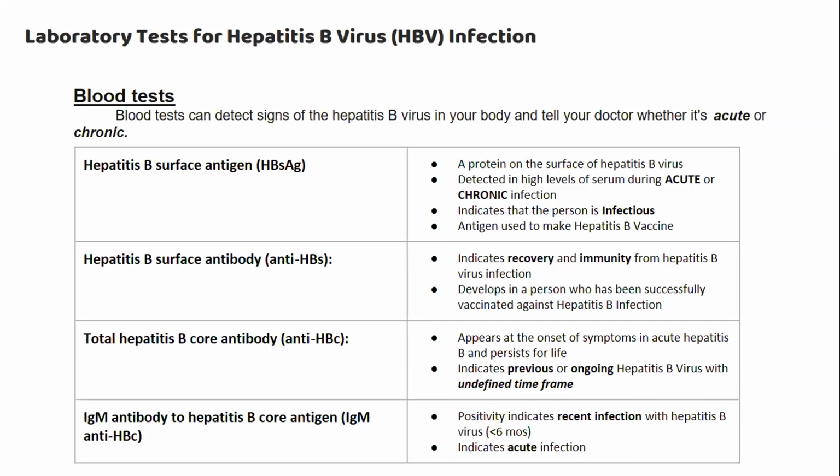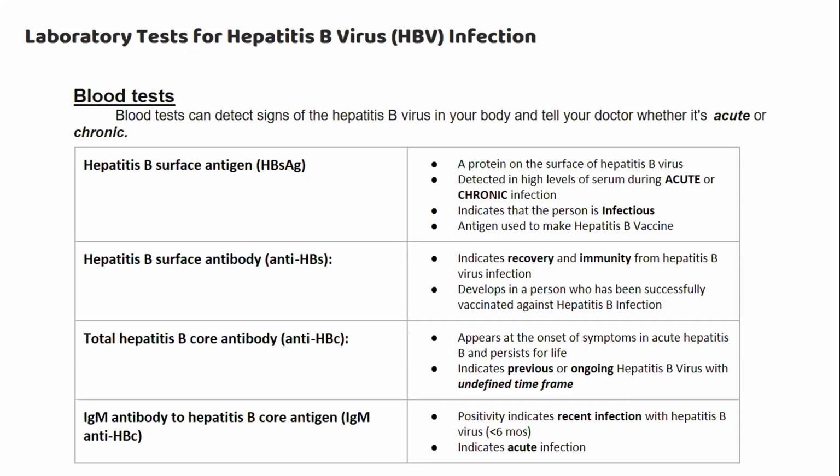So in order for us to fully understand the hepatitis B core antibody, we must first know the results of the first two tests that I mentioned, which are the hepatitis B surface antigen and the hepatitis B surface antibody. And next is the IgM antibody to hepatitis B core antigen. So if a person is positive with IgM antibody to hepatitis B core antigen, it means that the person has a recent infection with hepatitis B virus, which is less than 6 months. So it means that the patient has an acute infection of hepatitis B virus.